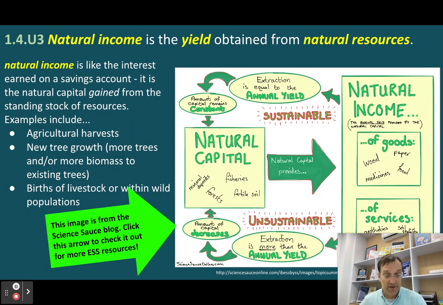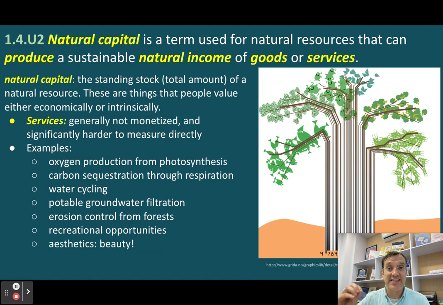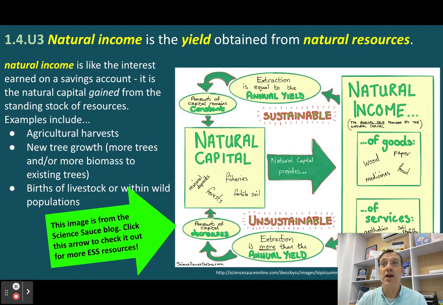Natural income, we're going to come up with natural capital. This is the standing stock. What we have is the storage of either those goods or those services. Natural income is how those goods or services grow or increase. It's like the growth of money in a bank account. It's like the interest on your savings. So it's how much the natural capital increases over a fixed period of time, usually 1 year at a time.